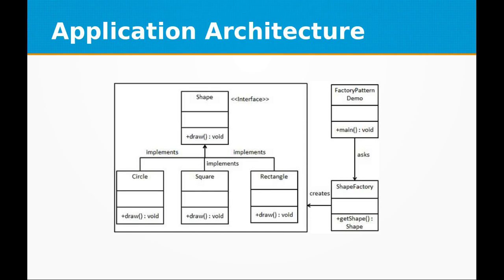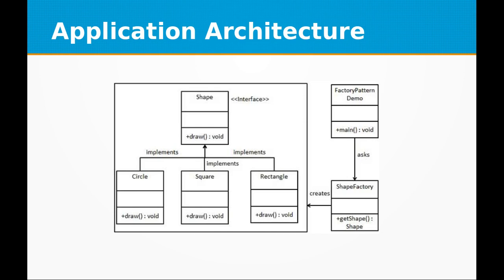Now let's look at our application architecture. At the very top level we will have the shape interface, which will have the draw method, and this interface will be implemented by three different classes, namely circle, square and rectangle.